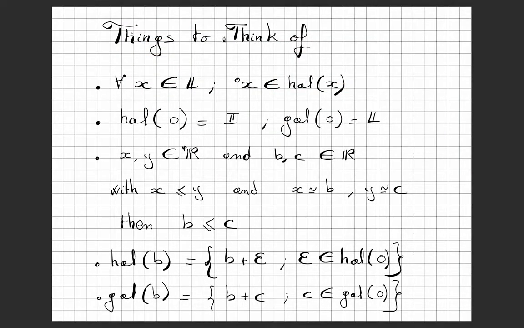And there are a few things we can try to think of as an exercise. For example, we can try to convince ourselves that for all x which are limited numbers, the shadow of x is within the halo of x. That the halo of 0 is the set of infinitesimal numbers, and the galaxy of 0 is the set of all limited numbers. I've added a few things here which I'm not going to take the time to talk about, but I invite you to pause the video and convince yourself of those properties or those equalities.